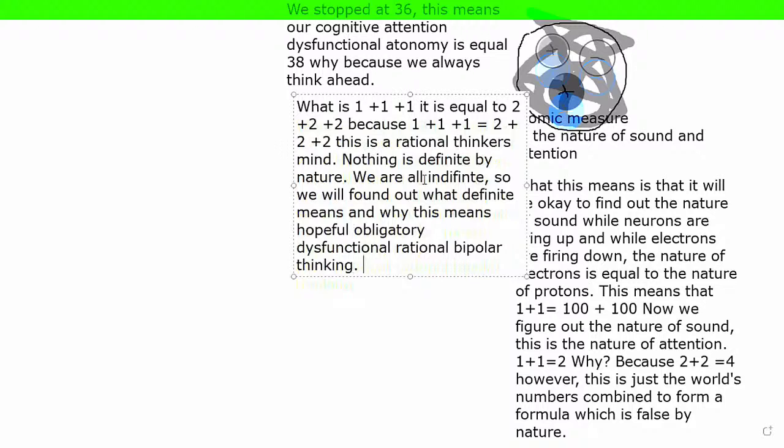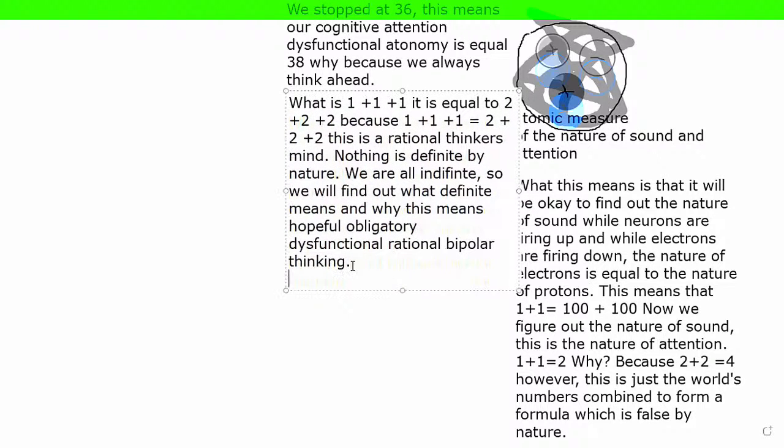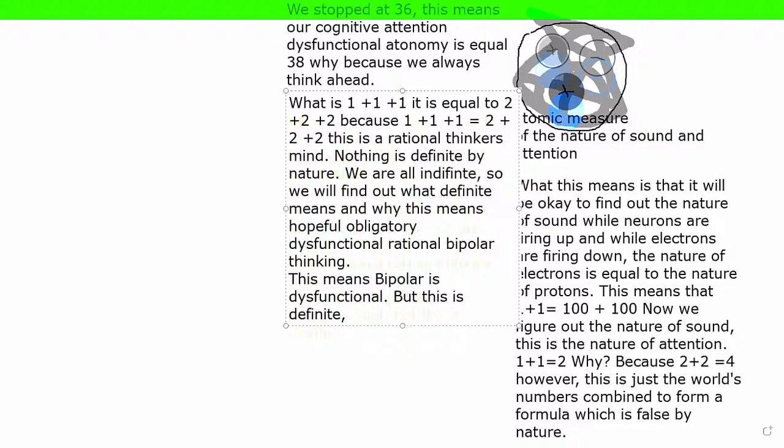Let's read it again. We are all indefinite, so we will find out what definite means and why this means hopeful, obligatory, dysfunctional, rational, bipolar thinking. This means bipolar is dysfunctional, but this is definite. We therefore find out what dysfunctional is.